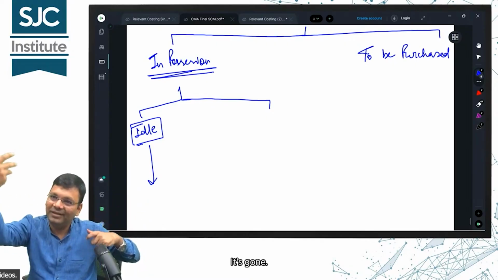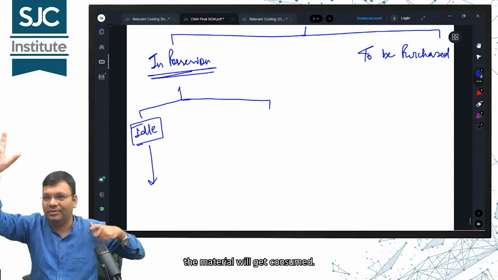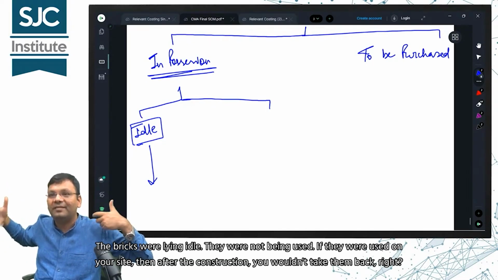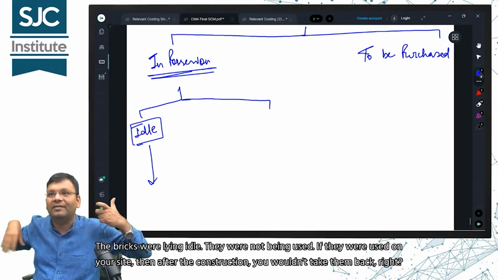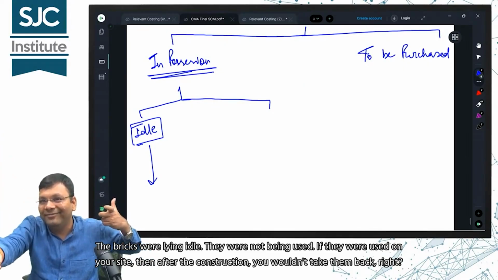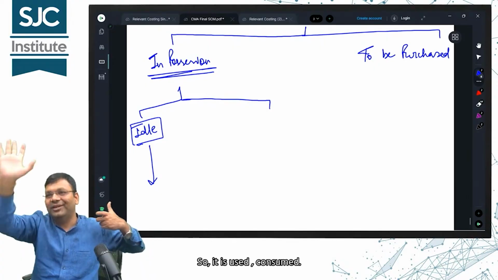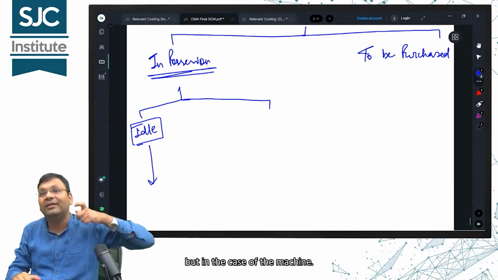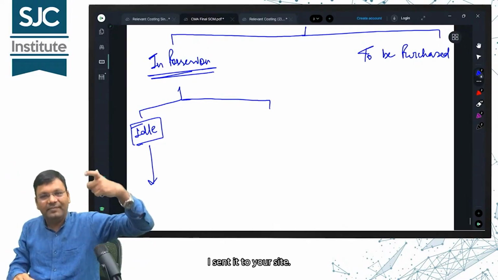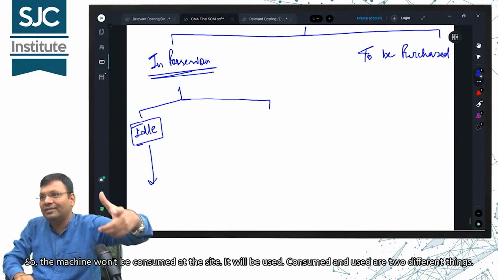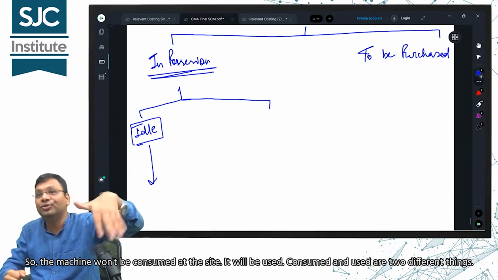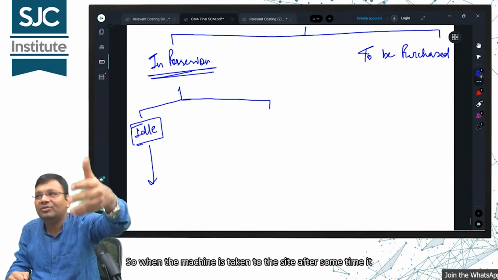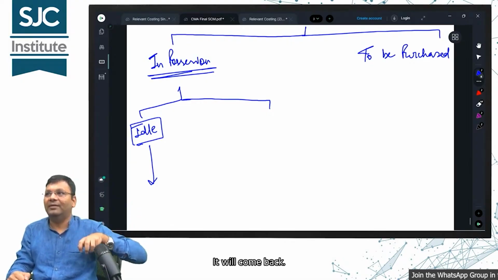Once the material's gone, it's gone. The material will get consumed. Let's say I had some bricks lying over there. The bricks were lying idle, they were not being used. If they were used on your site, then after the construction, you wouldn't take them back, right? So it is used, consumed. So you will be charged for the benefit lost. But in the case of the machine, I sent it to your site. So the machine won't be consumed at the site. It will be used. Consumed and used are two different things. So when the machine is taken to the site, after some time, it will come back.